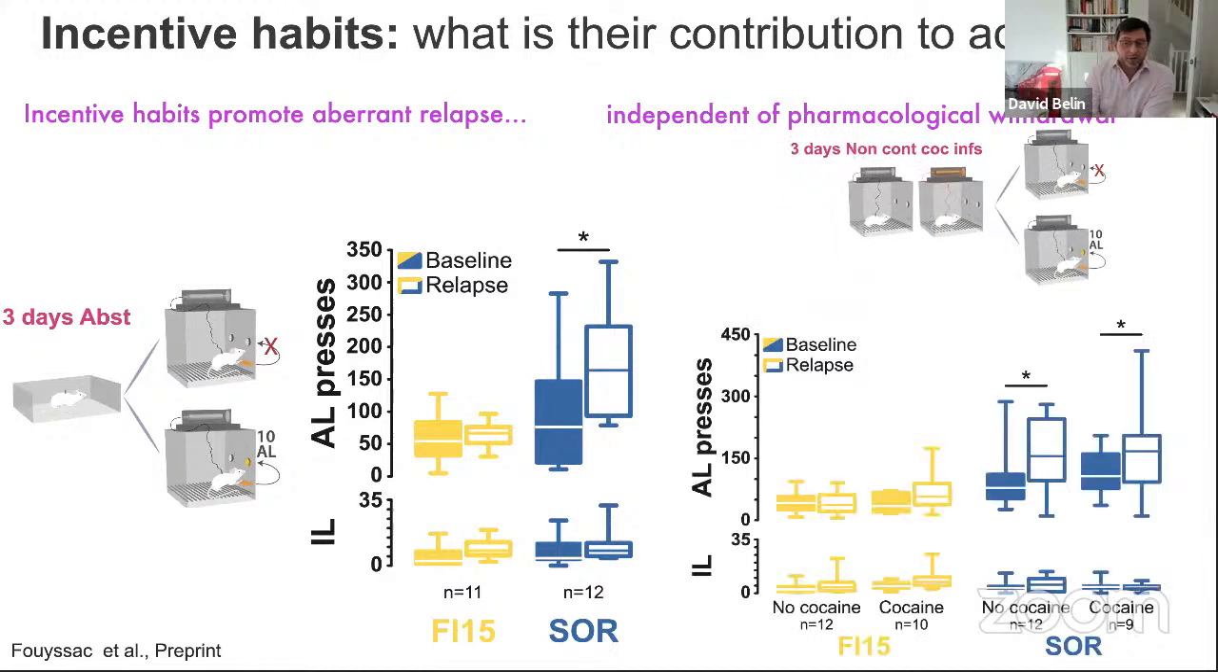And what we observed is that even if they had non-contingent cocaine infusions for 3 days, during which they could not seek the drug, they showed the same increase in responding after abstinence as when they didn't have cocaine. And no differences were observed in the habit condition. So clearly here, one could say, oh, so the only difference now is that they lost the opportunity to respond.